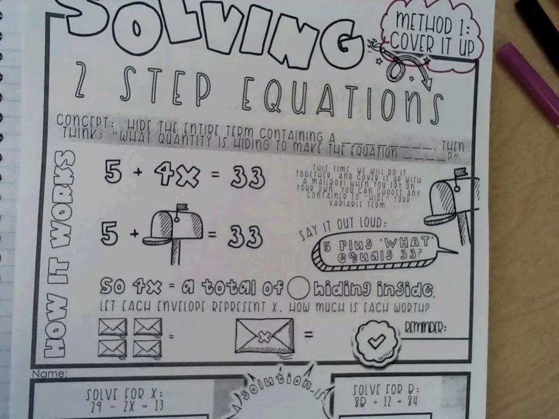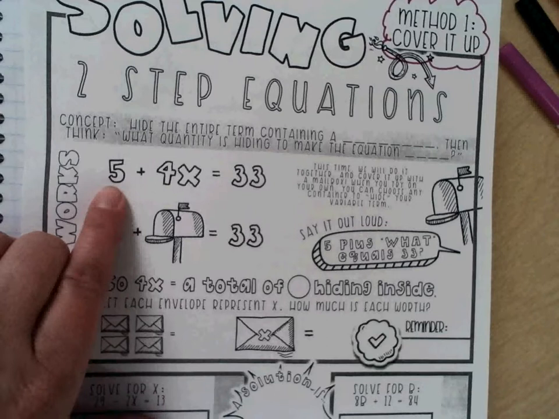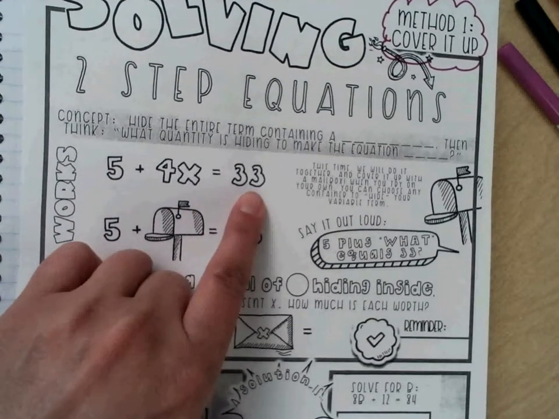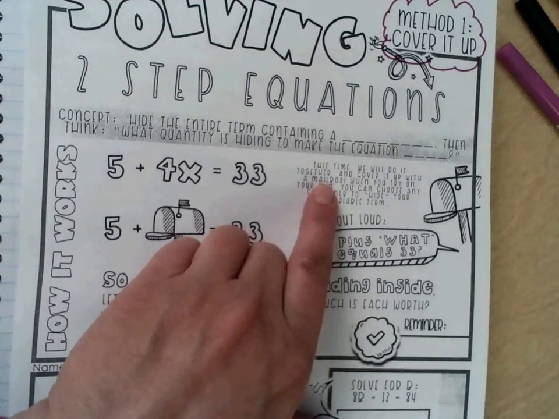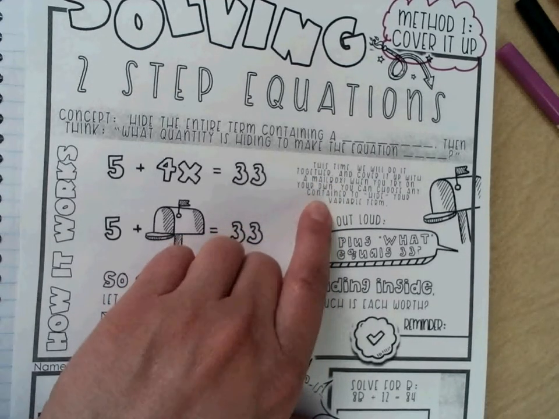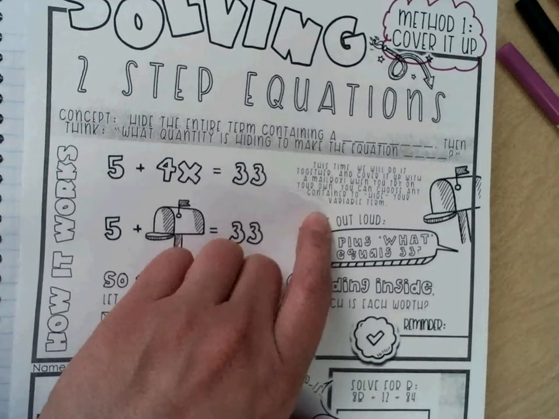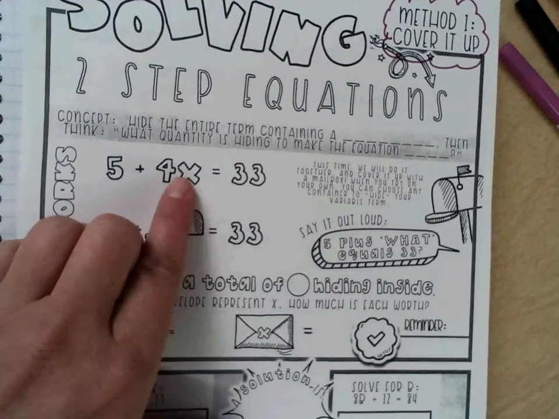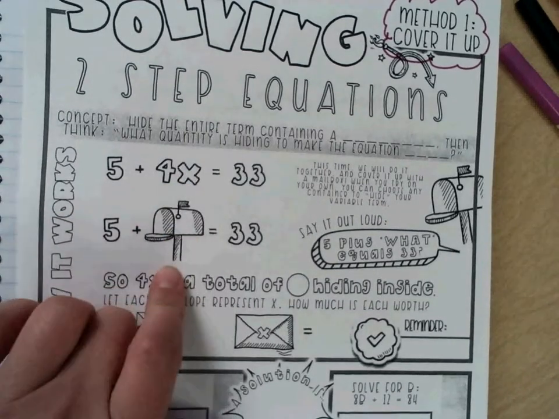So if you'll notice, it says how it works. So it's got 5 plus 4x equals 33. And it says this time we will do it together and we'll cover up with a mailbox. When you try on your own, you can choose any container to hide your variable term. So we covered that 4x up with a mailbox. And remember, 4x means 4 times x.